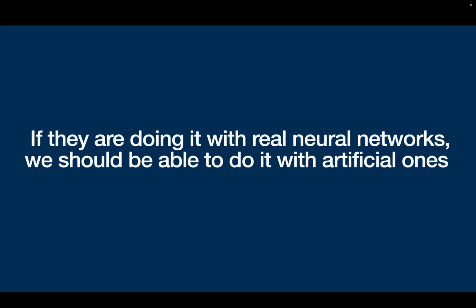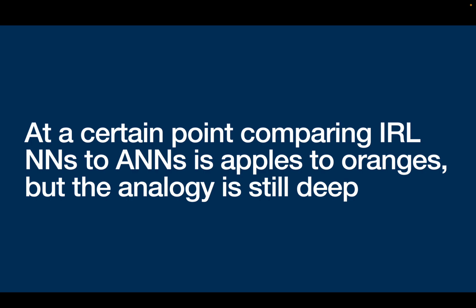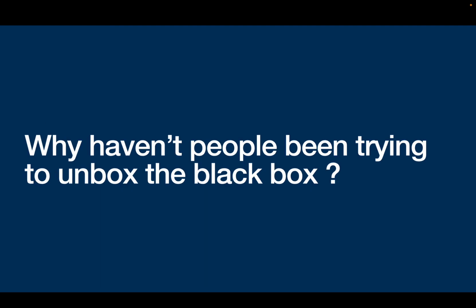But if they're doing that with real neural networks, which are way more complex than anything we've built, we should be able to apply a similar practice to artificial neural networks. But there's differences, and they're important. At a certain point, comparing them is like apples to oranges. But there's still something there, I think, on a low level that allows us to create meaningful analogies and comparisons between them. But why aren't people trying enough to unbox the black box?